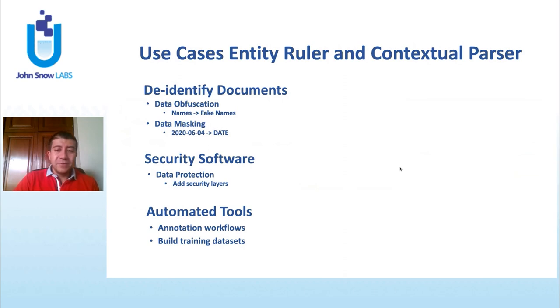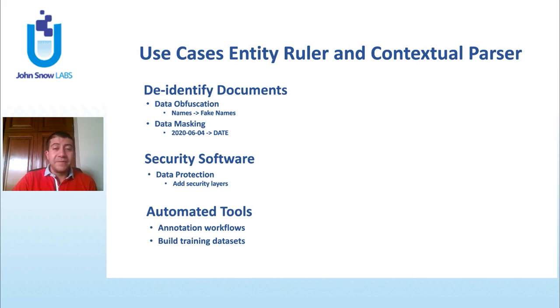Okay, let's finish the presentation with some use cases of these annotators. As we have seen so far, we can use these annotators basically for anything that has standard entity formats that can be extracted through regular expressions or context patterns. For example, you can use it for data obfuscation, like replacing names with fake names, or data masking, when we want to replace some dates, for example, the whole format, just with a label, let's say date. We can also use this in security software, where we want data protection by adding multiple layers of defense through data anonymization to protect sensitive information. So in the worst-case scenario that there is a database leak, the more sensitive data is still protected. You can also use it in automated tools to automate annotation workflows.